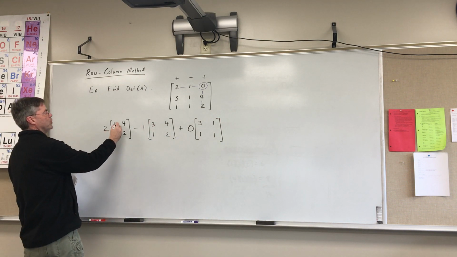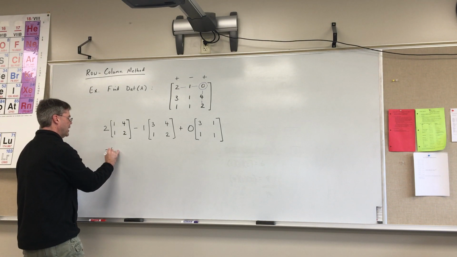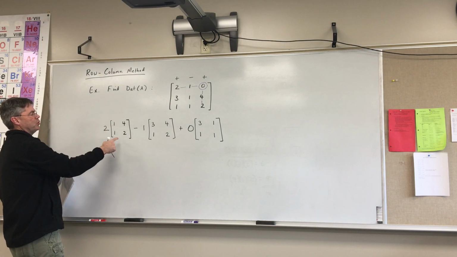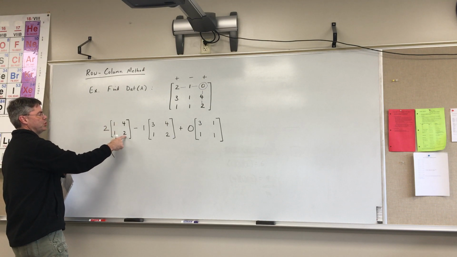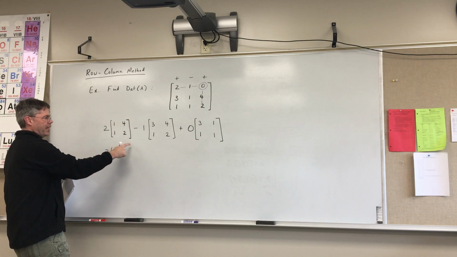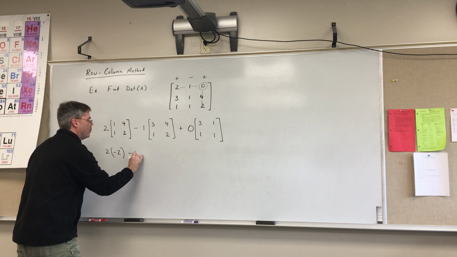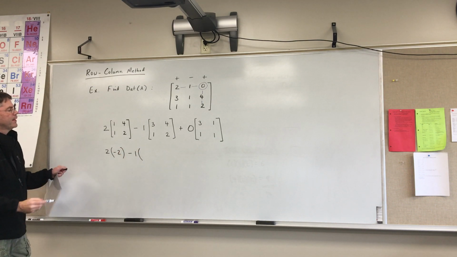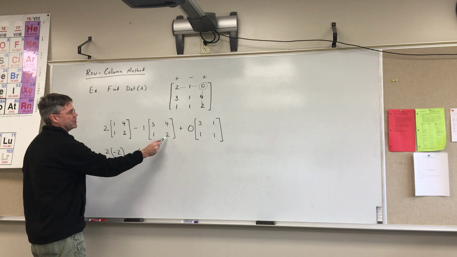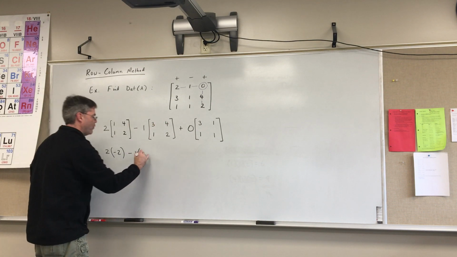Okay, so now you will take the 2 by 2 determinant. So we have this 2 out front, and we'll get the determinant of this 2 by 2 matrix. 1 times 2 is 2, minus 4 times 1. 2 minus 4. Left minus right. 2 minus 4, -2. Minus 1. 3 times 2 is 6, minus 4 times 1. 6 minus 4 is 2.